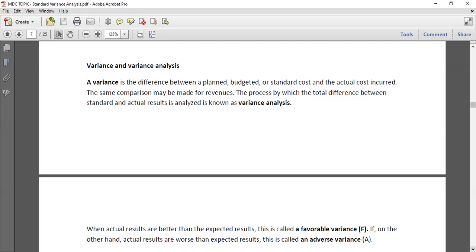So with the variance analysis, we're also going to look at, if you've set a budget, how we are able to determine the respective variances when we are comparing with the actual. Once you're doing your comparisons, we have two key terms here. If your actual results are better than the expected results, you have a favorable variance. And if the reverse is the case, where your actual results are worse than expected results, then we call that adverse. That is the key principle.